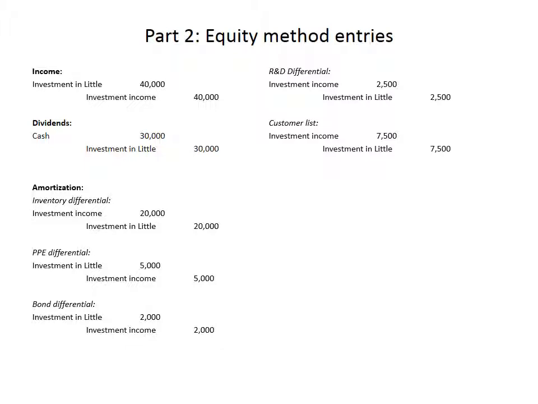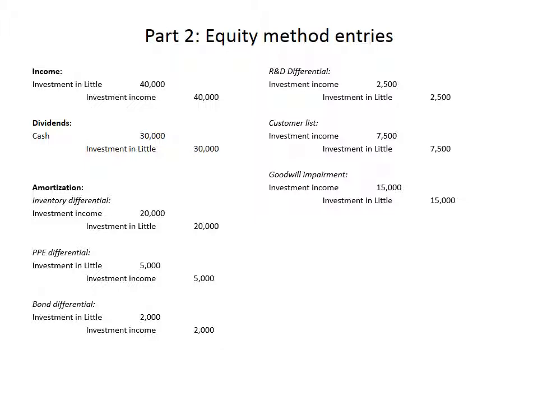A $30,000 customer list which has a 4-year useful life. So it's going to be written off at $7,500 per year. So we're going to expense the portion of that customer list that's been consumed and go ahead and reduce our investment in Little account, because again, our investment in Little includes that $30,000 for the customer list.